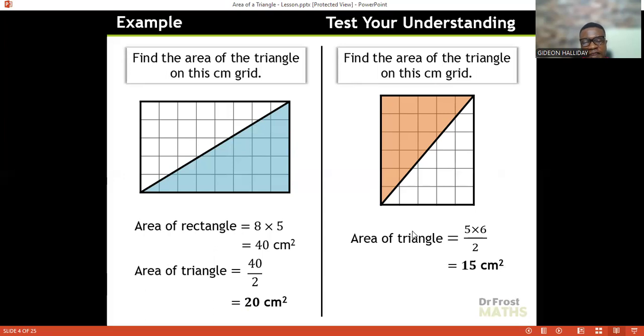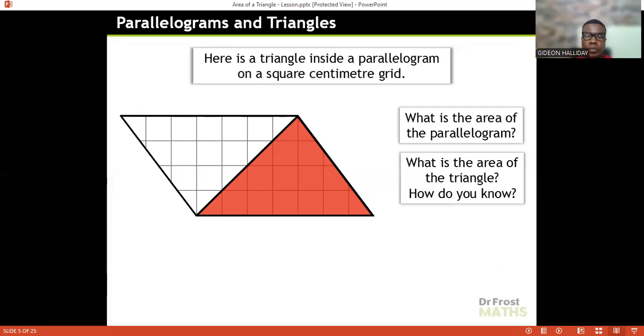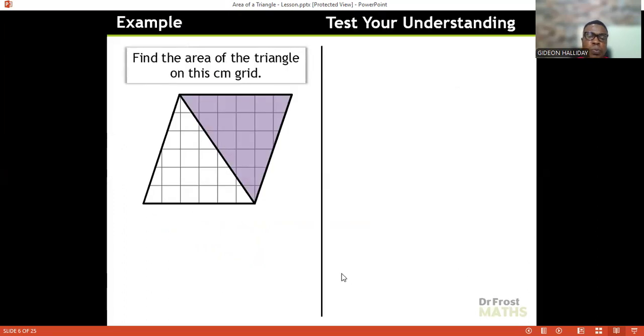Or you can do it directly, like 5 times 6 divided by 2. Then you divide 6 by 2, and that's 3, 5 times 3, 15 centimeters square. Now, it also works with a parallelogram, right? The half of a parallelogram is a triangle, so a triangle is also half of a parallelogram. It works that way too. The area of a triangle is exactly half of the area of a parallelogram.